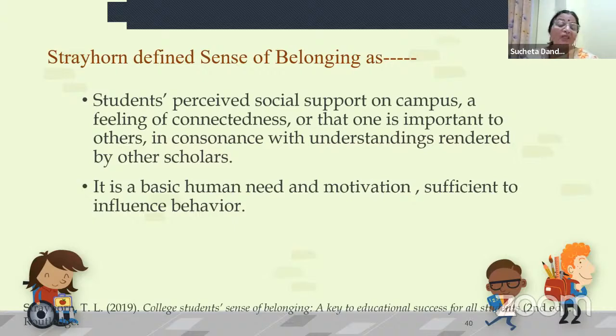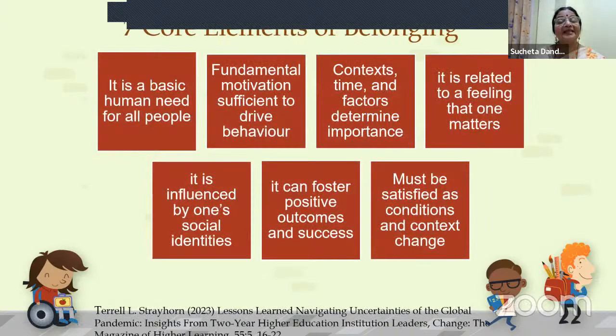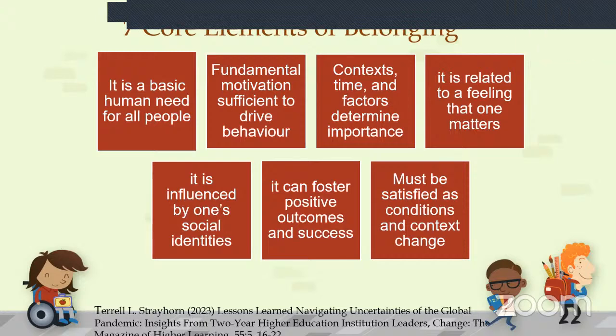And it is a basic human need and motivation, sufficient to influence behavior. See how powerful this one sense of belonging is. And he goes on, Strayhorn, even in the latest reference in 2023, he talks about 7 core elements of belonging. He says that it is a basic human need for all people.